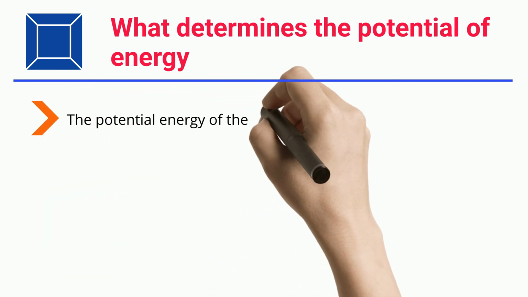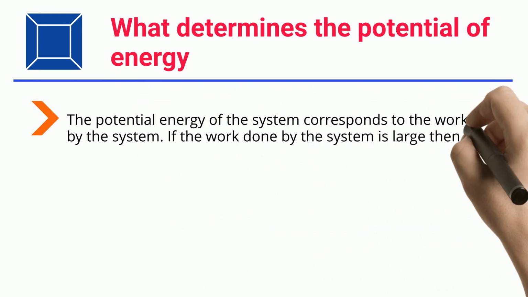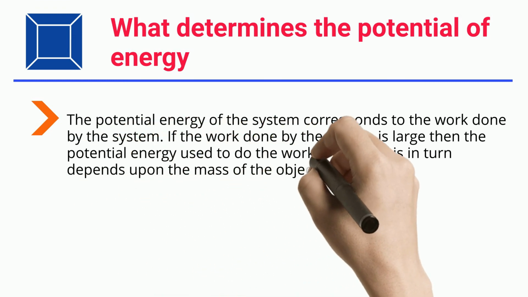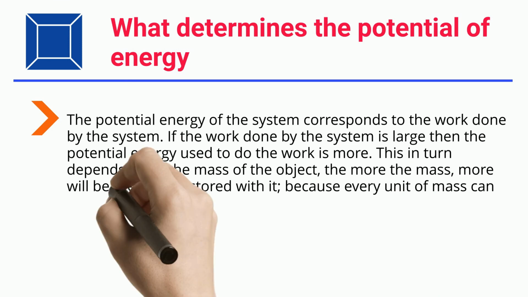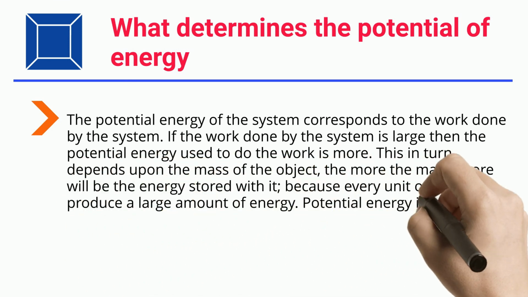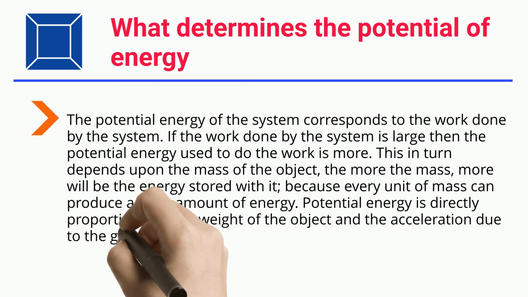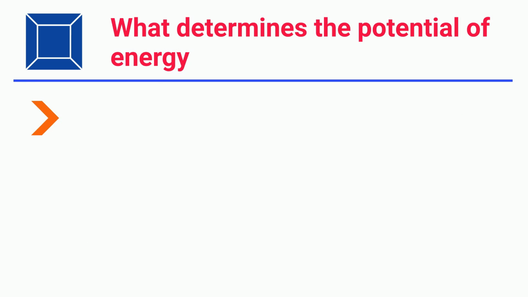The potential energy of the system corresponds to the work done by the system. If the work done by the system is large, then the potential energy used to do the work is more. This in turn depends upon the mass of the object. The more the mass, the more will be the energy stored with it, because every unit of mass can produce a large amount of energy. Potential energy is directly proportional to the weight of the object and the acceleration due to the gravity of the Earth.